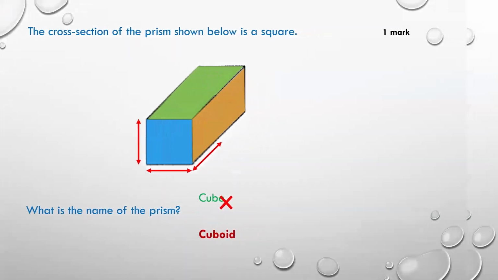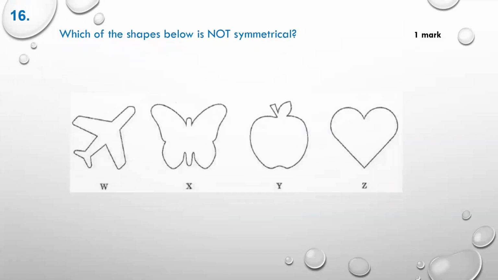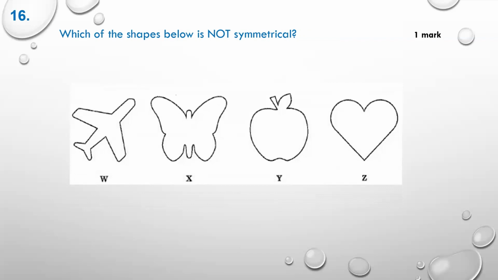All right, so let's go on to number 16, which says, which of the shapes below is not symmetrical? So if we talk about symmetrical or line of symmetry, or other teachers use the phrase mirror line, it means can we fold the shape along a line so one side fits over the other side perfectly.